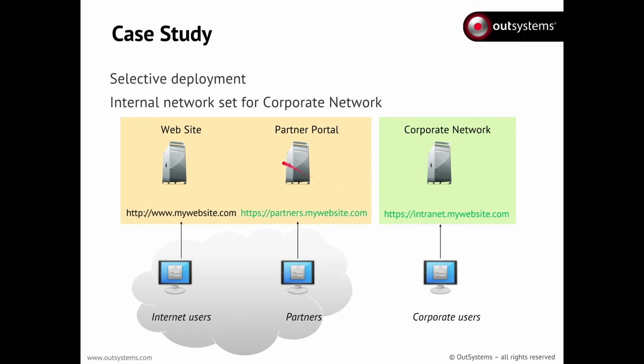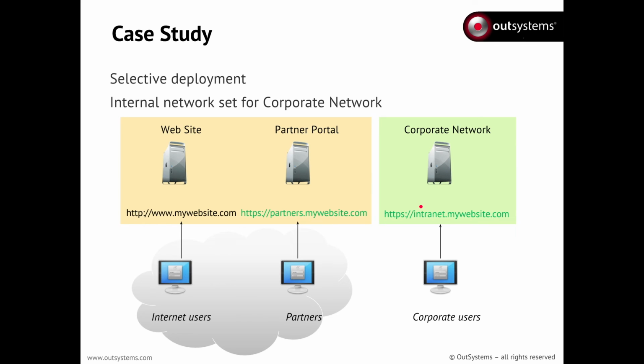Furthermore, let's use selective deployment to separate our applications through several front-end servers. Now, in order to do this, instead of one front-end server, we're going to have three. One for the website, one for the portal, and one for the internal corporate network. Now, there's no need for load balancers. There would be one load balancer here, one here, and one here. So no need for load balancers.